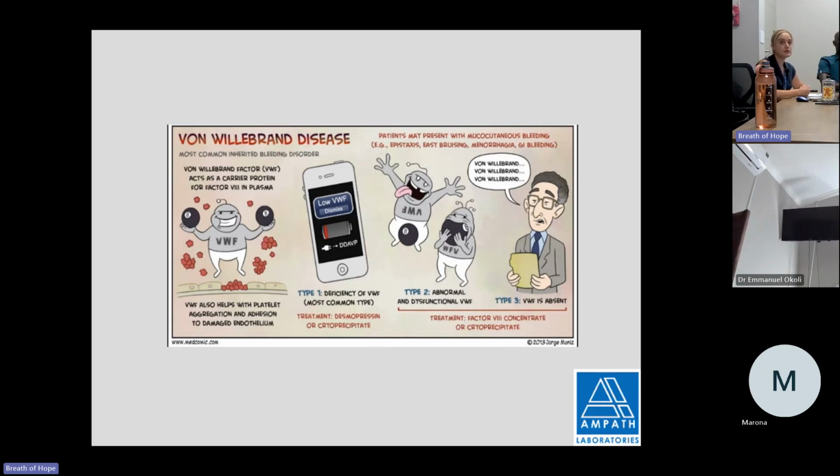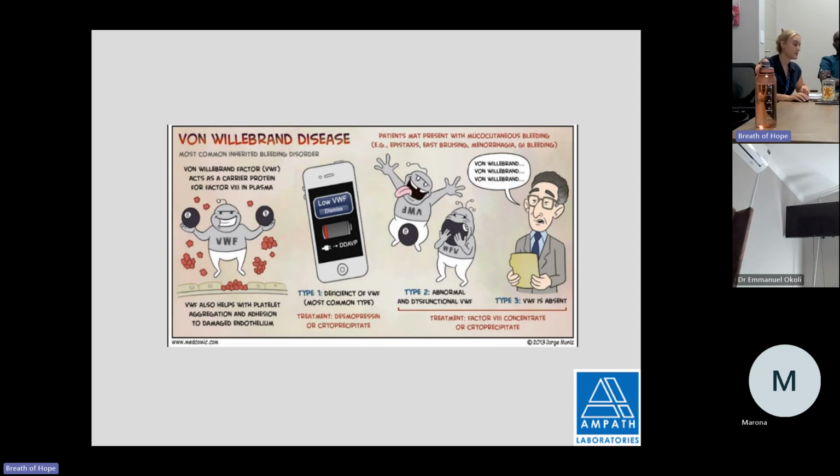In type 2, it's usually the function that's defective. So the binding of a certain area in your von Willebrand factor has a mutation, leading to a qualitative deficiency of the von Willebrand factor. And then type 3 is actually almost absent, like an absent von Willebrand factor.